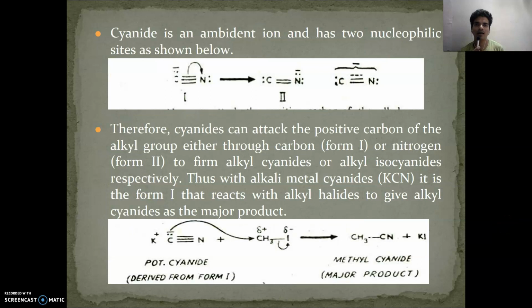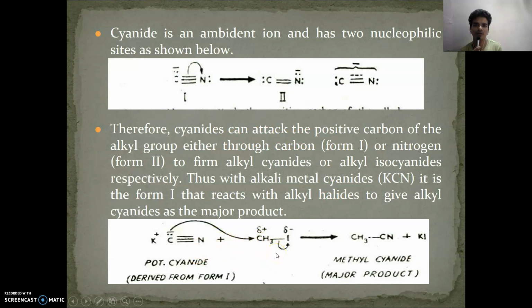Cyanide is an ambident ion, that is, there are two sites for the reaction, so it is called an ambident ion. It has two nucleophilic sites, so it is called an ambident ion for the reaction. Therefore, cyanide attacks the positive carbon on the alkyl group.